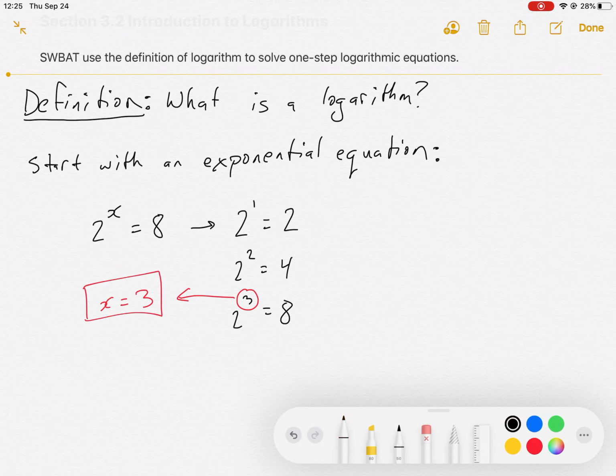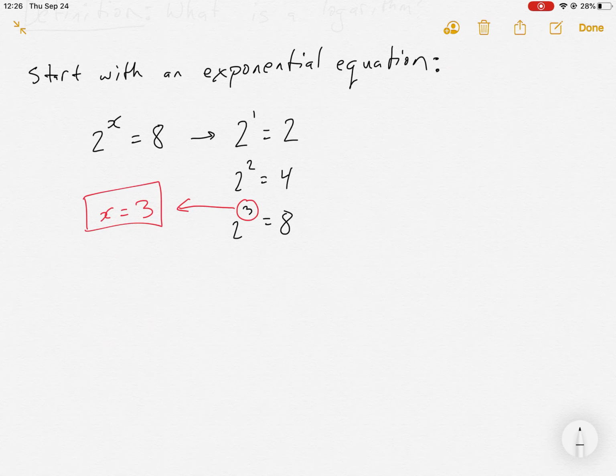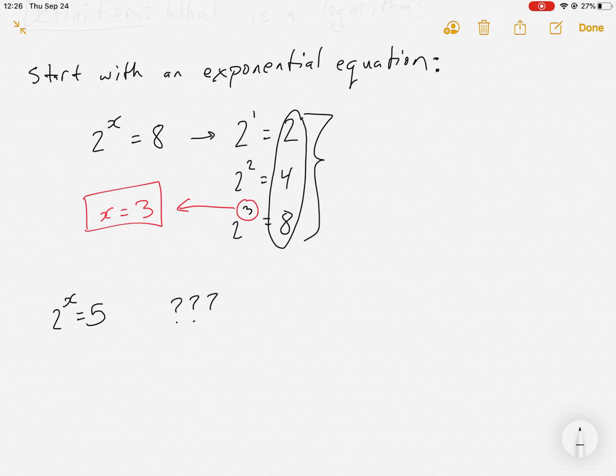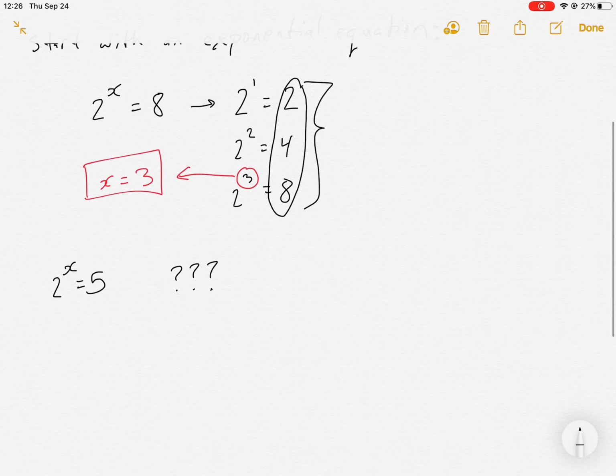The problem is there's other times where we end up with something like 2 to the power of x equals 5. Now notice over here, none of these gave me the answer of 5. We got 2, 4, 8, the next one would be 16. So the question is, well, what is x? And this plagued mathematicians for quite some time until someone came along and said, well, let's just say there is a number that works for x. We don't really know what it is yet, but we're going to use something called a logarithm.